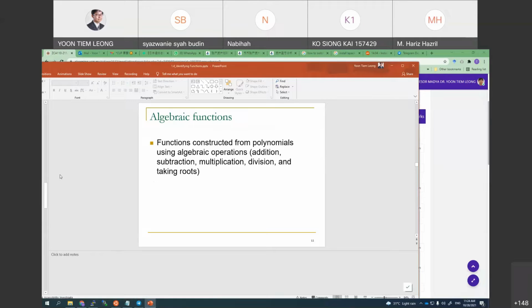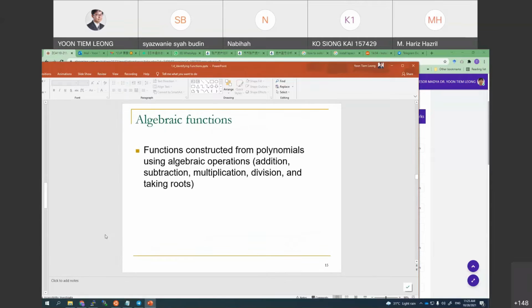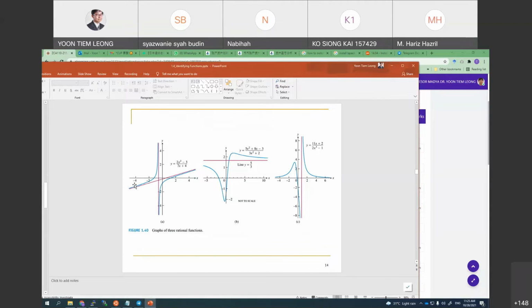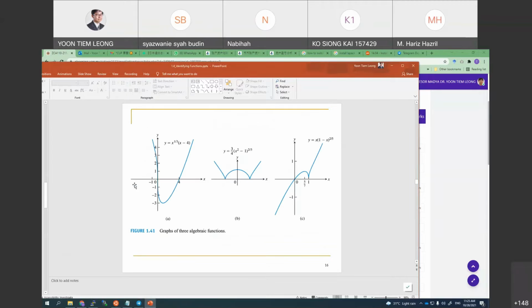Okay, but never mind. What I'm trying to tell you is that we have these so-called algebraic functions. An algebraic function is a generalization of polynomial functions. You have individual polynomials, then you perform algebraic operations on these polynomials and form a new function. For example, this one is an algebraic function which is formed by multiplying two polynomials.